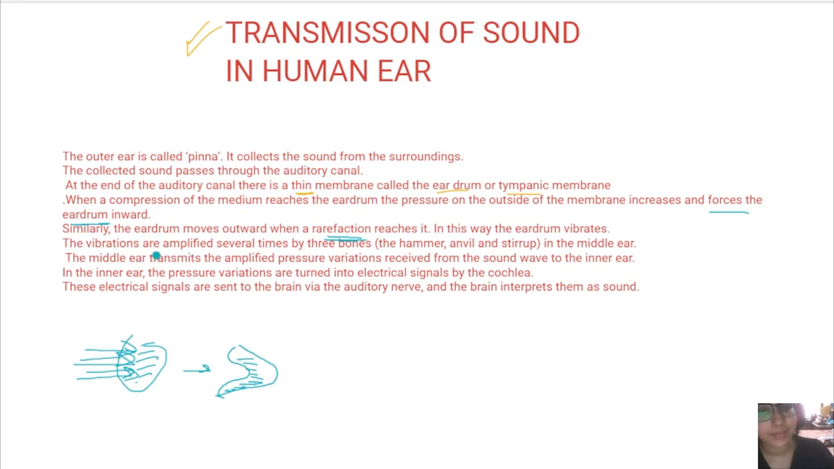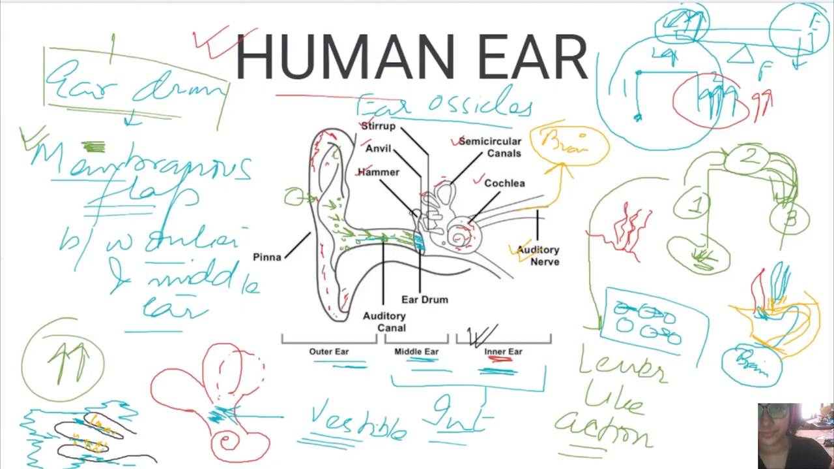The vibrations are amplified several times by the three bones hammer, anvil, stirrup, or they are known as malleus, incus, and stapes. Same thing. The middle ear transmits the amplified pressure variations received from the sound wave to the inner ear, like we talked about. In the inner ear, the pressure variations are turned into electrical signals by the cochlea. These electrical signals are sent to the brain via the auditory nerve, and the brain interprets them as sound. So, just like we talked about in our previous slide.